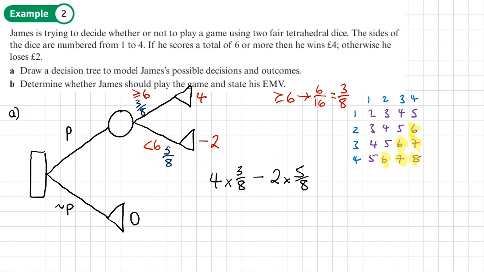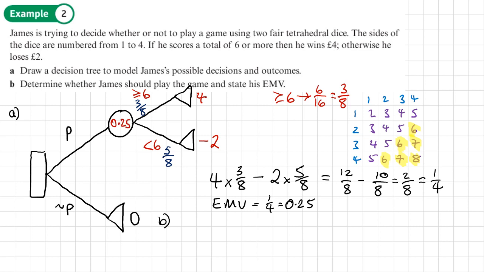So what will this give me? 4 times 3/8, so that'll be 12/8 minus 10/8, which gives me 2/8, which gives me a quarter. So that means that the expected monetary value is a quarter, or we can write that as 0.25. And that's going to go in here. So let's put that in, 0.25. So we can move on to part B.